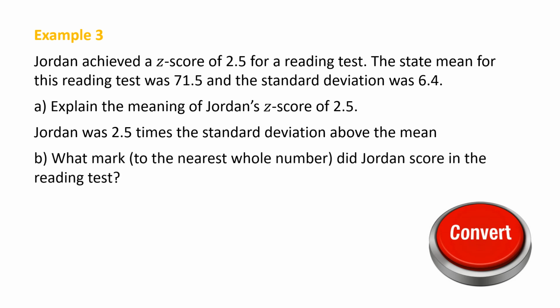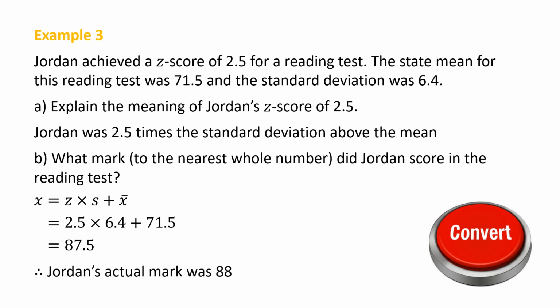Part B now wants us to actually find to the nearest whole number what was Jordan's actual score. So we know we've got a z of 2.5, we've got x bar of 71.5, and we've got an s of 6.4. So we're just going to plug them into our rule, z times s plus x bar. So it's going to be 2.5 times 6.4 plus 71.5, and that's going to come to 87.5. But note the question says to the nearest whole number, and this is 0.5, so that means we're going to round it up. So Jordan's actual mark was 88 to the nearest whole number.